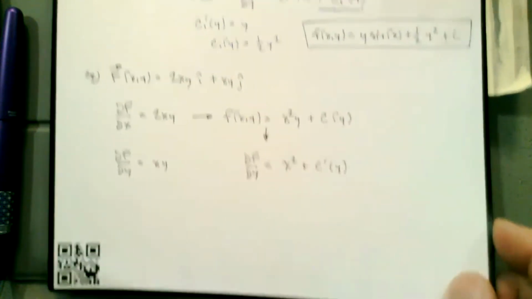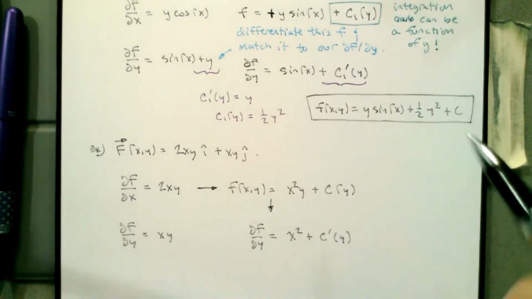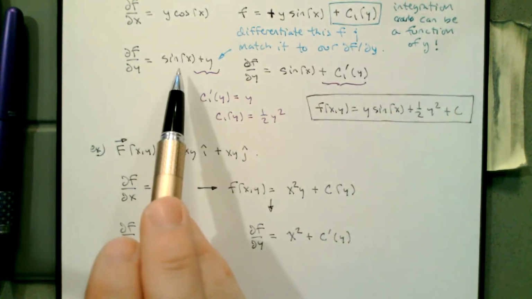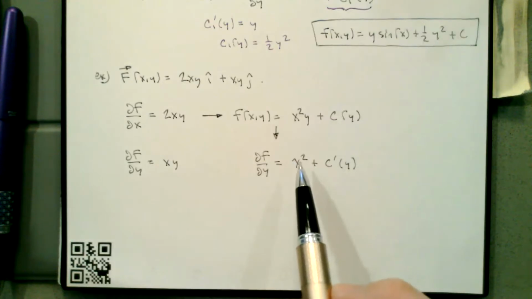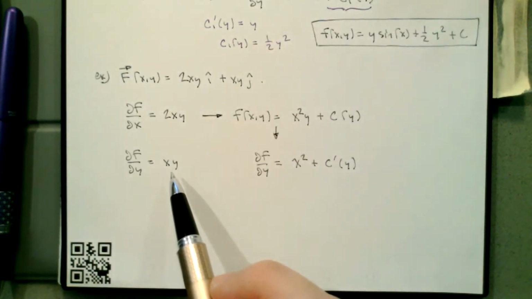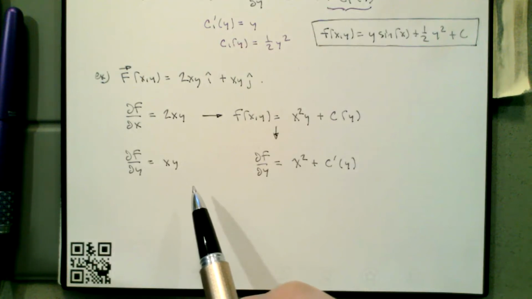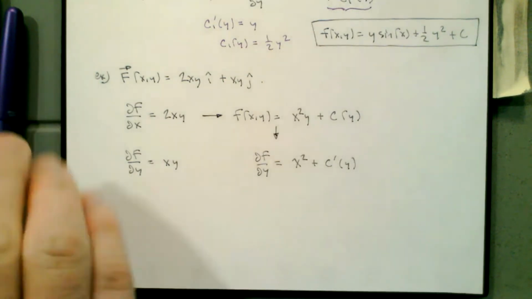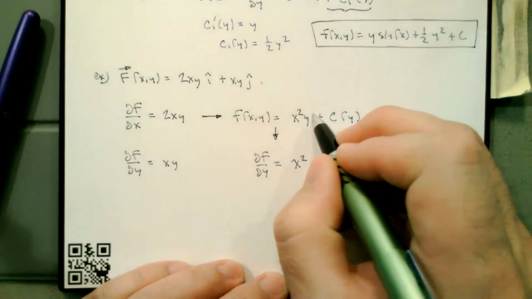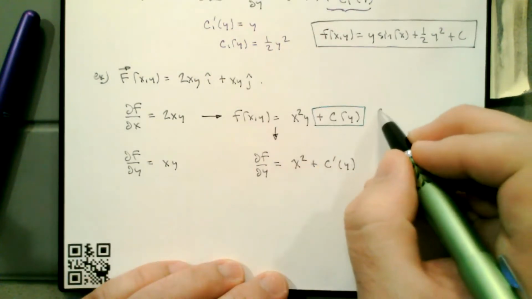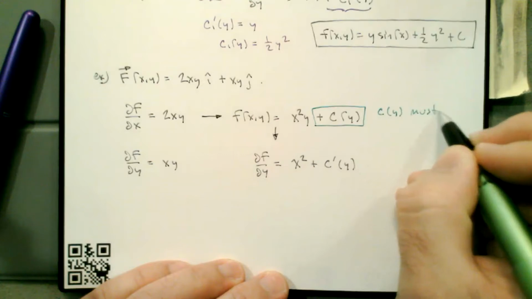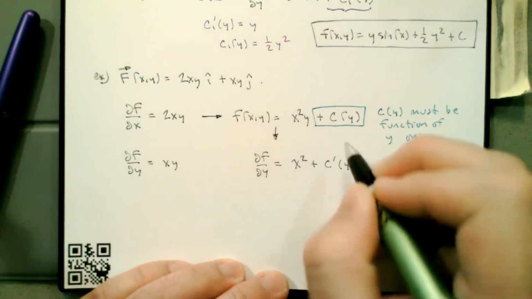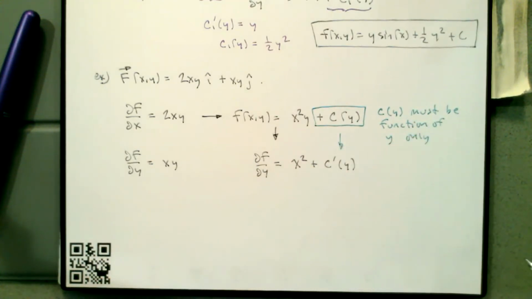In the previous example, we took the partial of f with respect to y, and we had this term sine x, and so we have the sine x from the vector field. Here, we don't have an x squared in our partial of f with respect to y. The c prime of y has to be a function of y only. C of y has to be a function of y only.